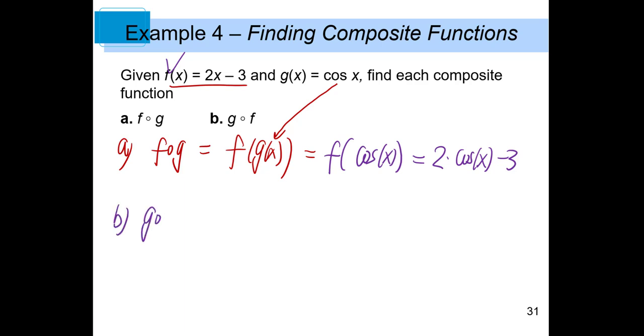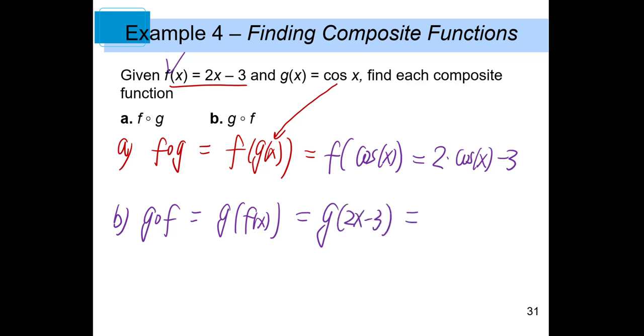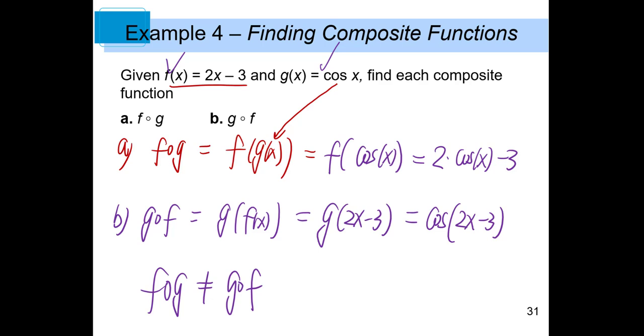Secondly, g composite of f is the same thing as saying g of f of x. Here we get g of, replacing f of x with 2x minus 3, so we get g of 2x minus 3. And going back to g of x, replacing x with 2x minus 3, cosine x becomes cosine of 2x minus 3. As you can see, they are not the same, right? So again, it proves f composite of g is not the same as g composite of f most of the time.